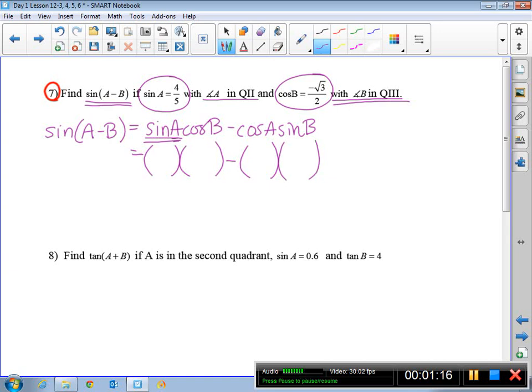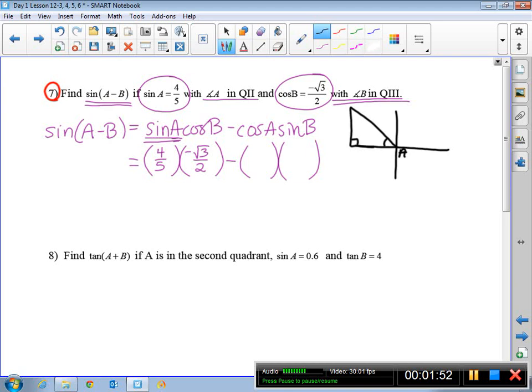And often the problem gives you a couple of those, and this one actually does. The sine of A is 4/5. And the cosine of B is negative square root of 3 over 2. But to get the cosine of A, we're going to draw a picture for angle A. It says that angle A is in quadrant 2. So here's my bow tie angle in quadrant 2. I'll put the A right down here.